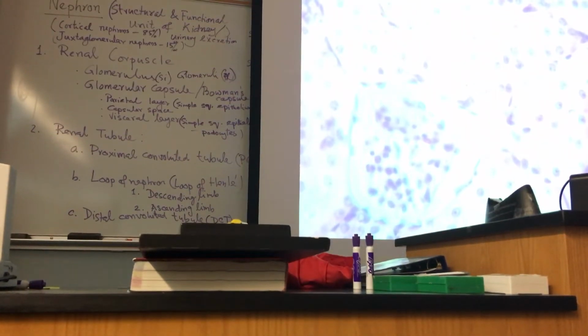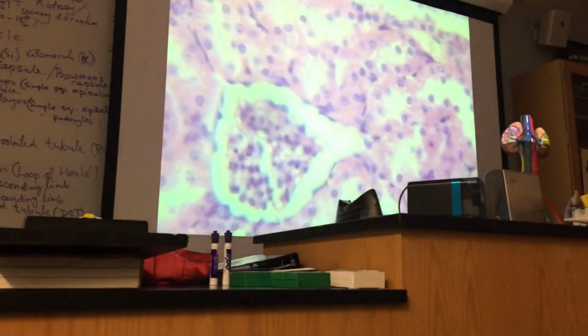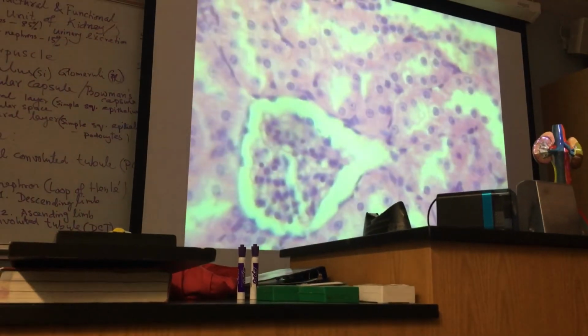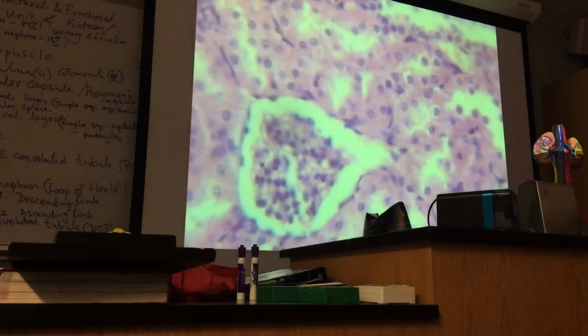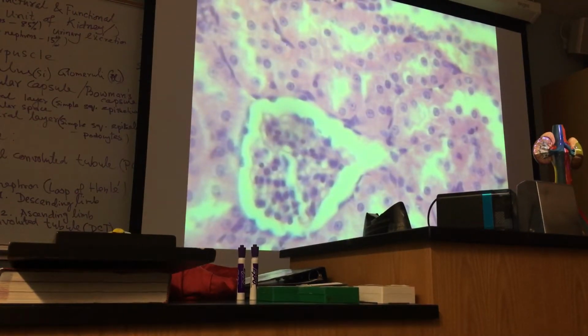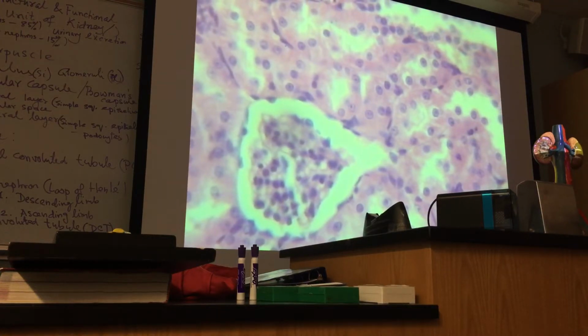So, if I put a pointer here and ask you to identify the structure, I can accept three answers, any one of the three. One is, you can write renal corpuscle. I will accept that as a part of renal corpuscle. You can write glomerulus, which is true. And you can also answer, glomerulus covered by visceral layer.